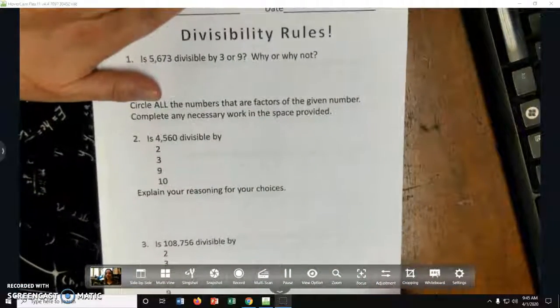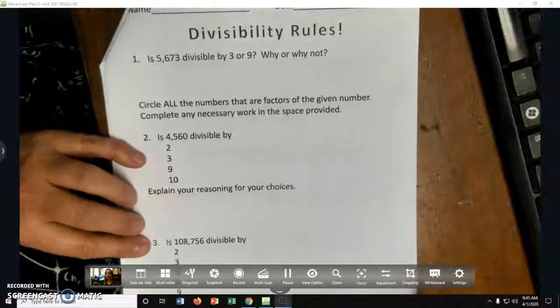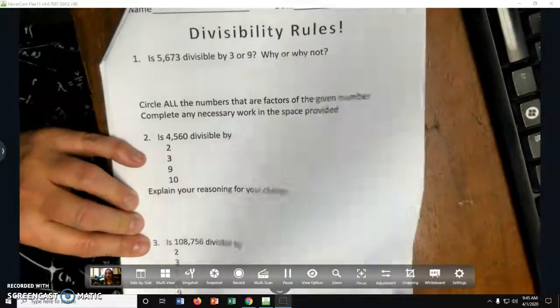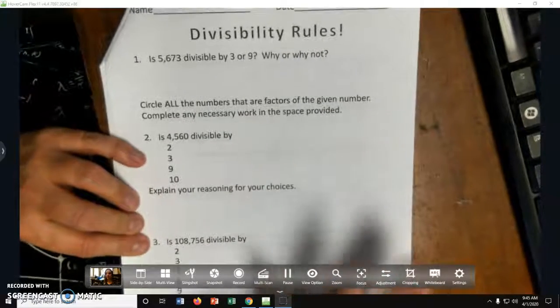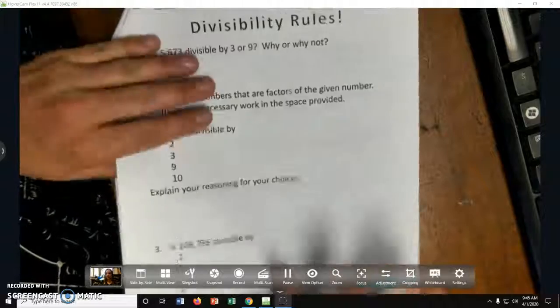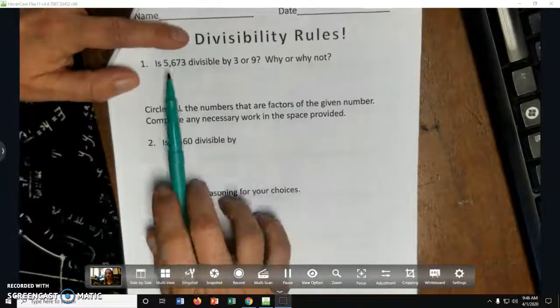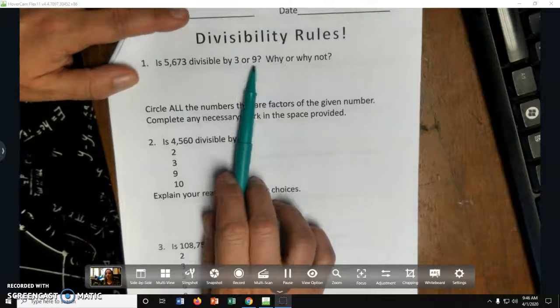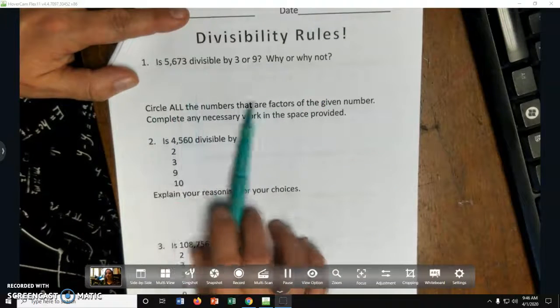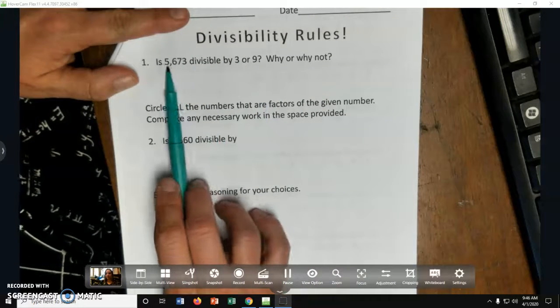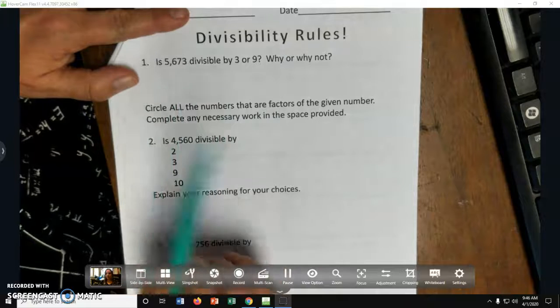About out of time for this video. So going ahead, looking right here at your Divisibility Rules worksheet, okay? Should be super easy because you have all your rules. We just went over the examples on that other page. So here: Is this number divisible by 3 or 9? Why or why not? You've got to explain it. Okay, this is going to be adding the digits.